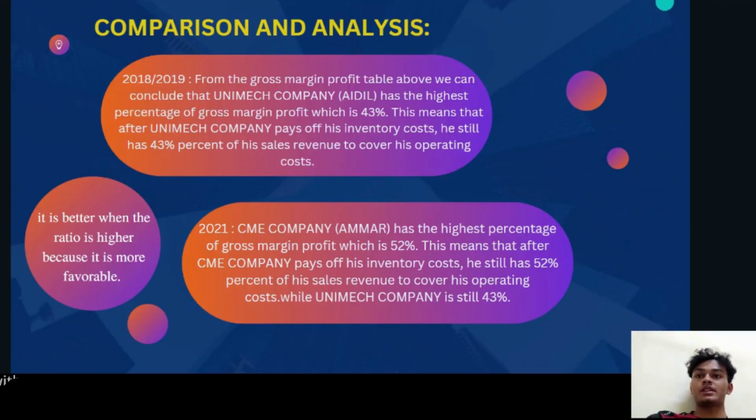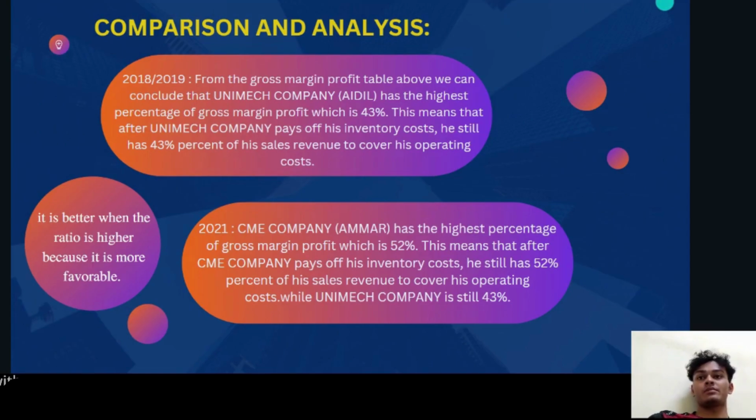In 2018-2019, from the gross margin profit table above, we can conclude that Unimed Company has the highest percentage of gross margin profit, which is 43%. This means that after Unimed Company pays off its inventory cost, it still has 43% of its revenue to cover its operating costs. While in 2021, CME Company has the highest percentage of gross margin profit, which is 52%. This means that after CME Company pays off its inventory cost, it still has 52% of its revenue to cover its operating costs, while Unimed Company is still at 43%.